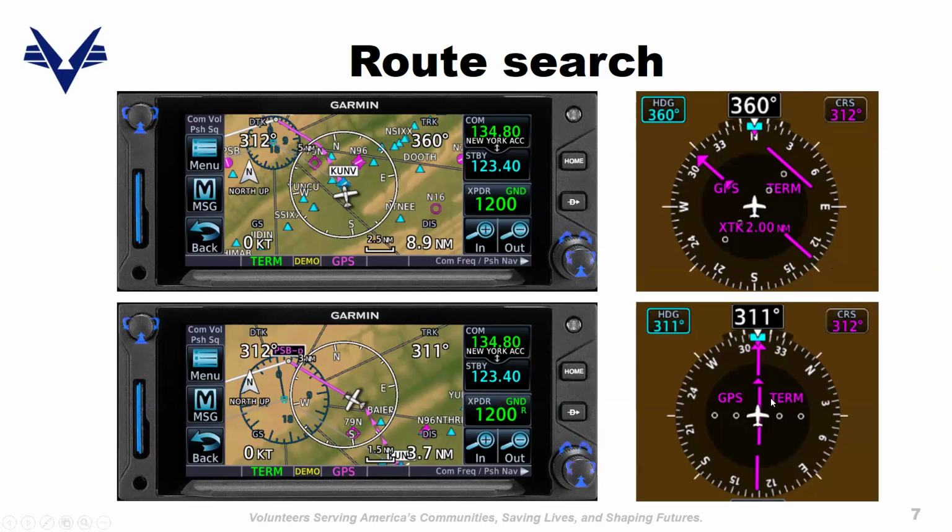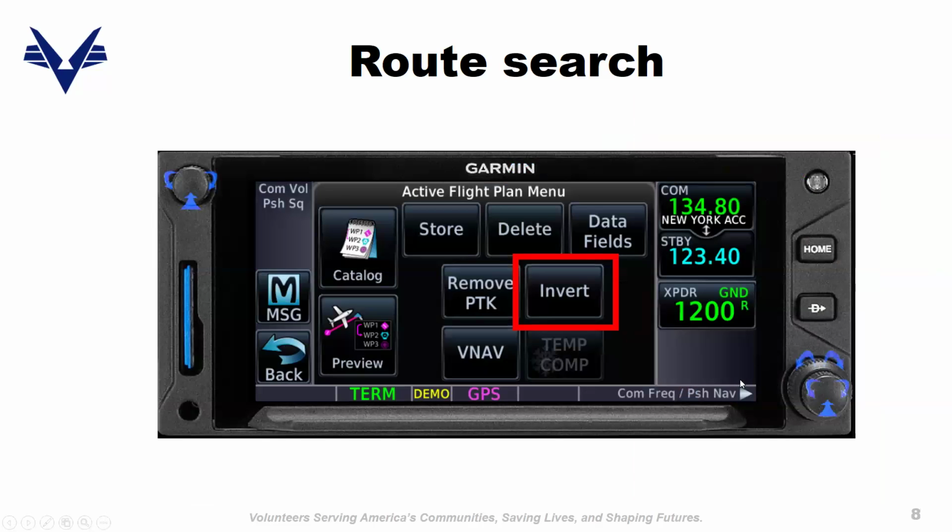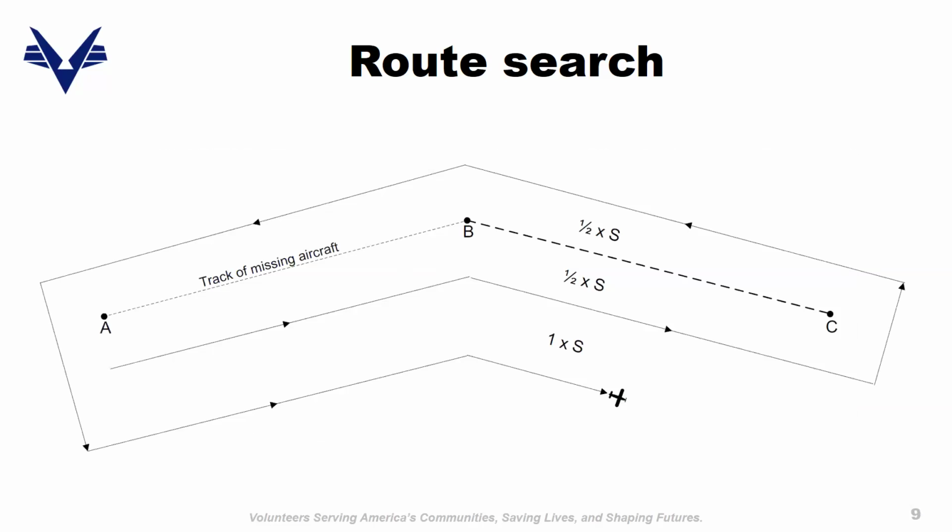So after the needle is centered, you would just fly it all the way to the end. And then you need to do several things. First, you need to invert the flight plan, because now you would be flying it in the opposite direction. After that's done, we would be flying that part.